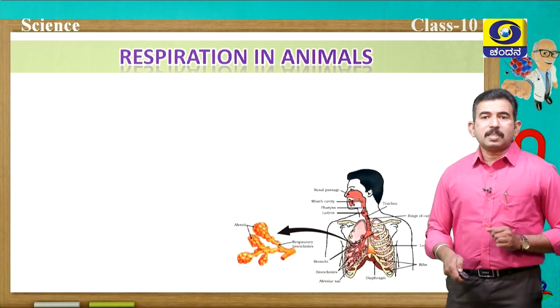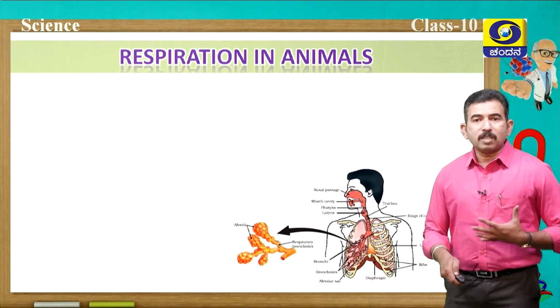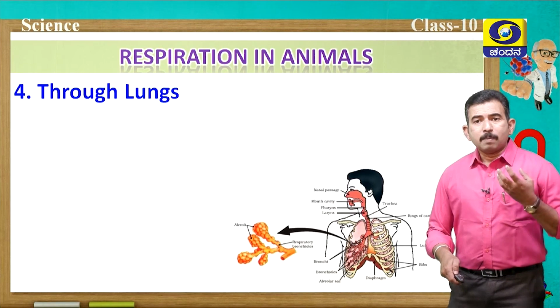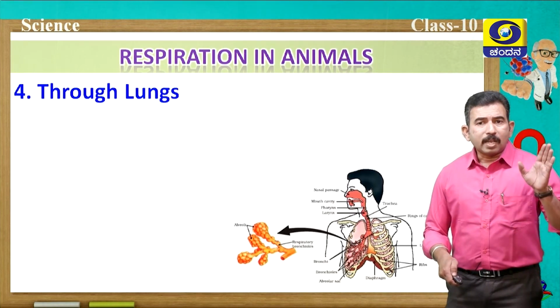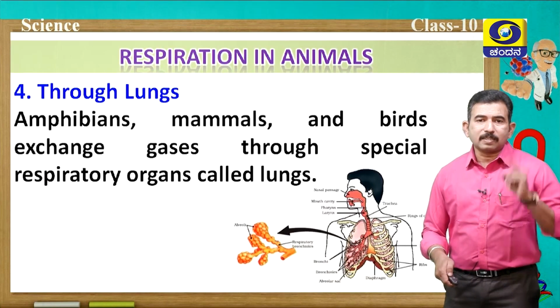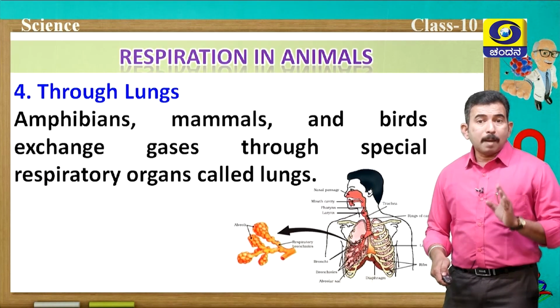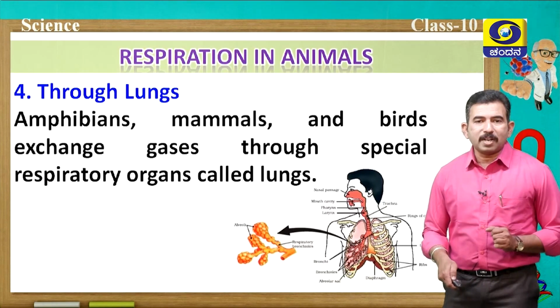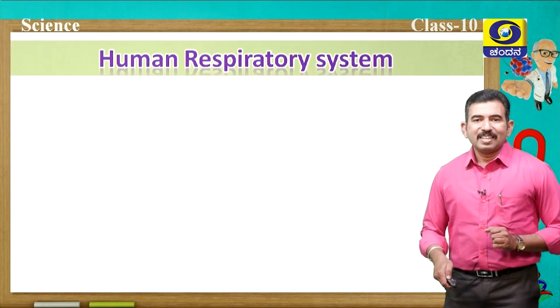Next, let us study respiration in higher animals. In higher animals like human beings, we possess a well-developed respiratory system, and many higher animals respire through a special type of respiratory organ, that is lungs. Amphibians, mammals and birds exchange gases through these special respiratory organs called lungs.